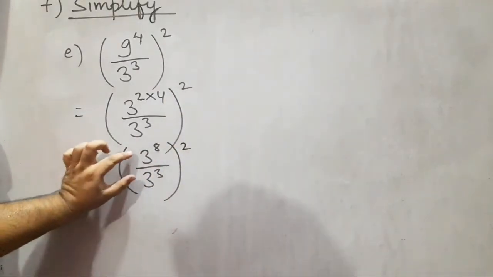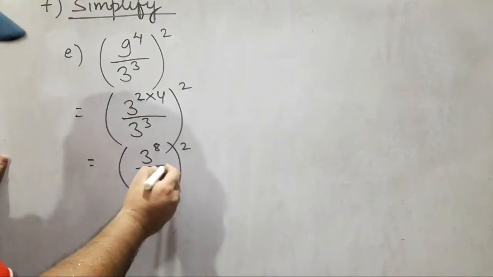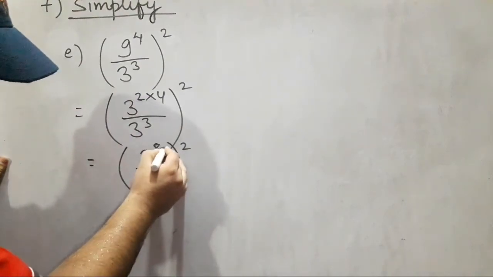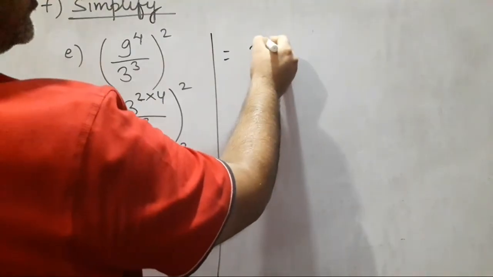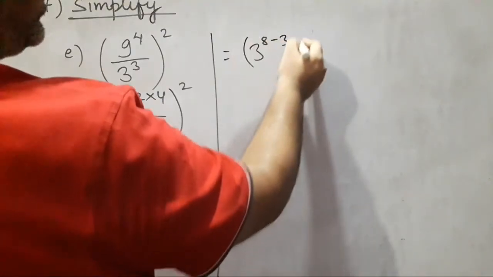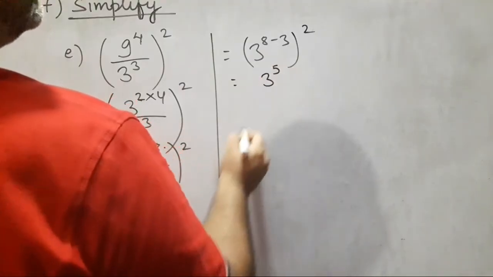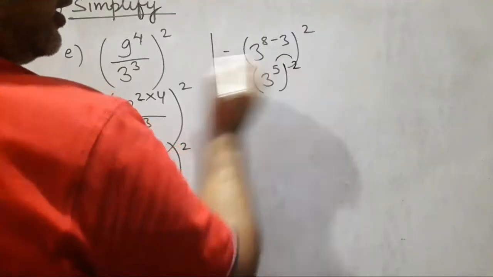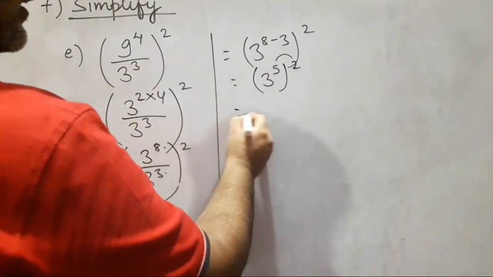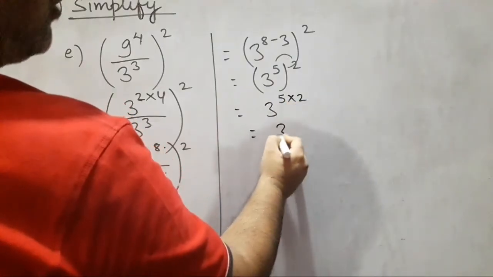Here we got the same bases. Now we can follow here the quotient law of indices. Now this smaller power shall be subtracted from the greater power. 3 power 8 minus 3 bracket power 2, 3 power 5 bracket 2. Now we'll follow here the power law of indices. 3 power 5 into 2, 3 power 10.